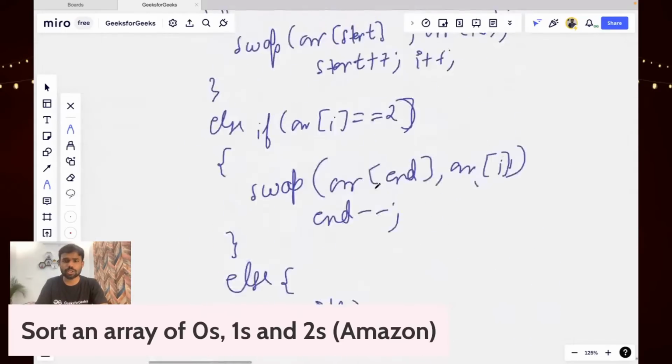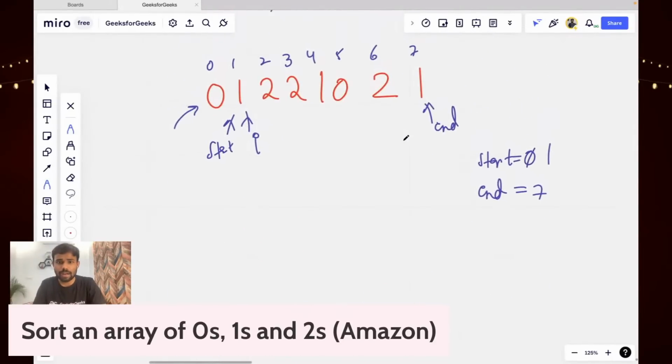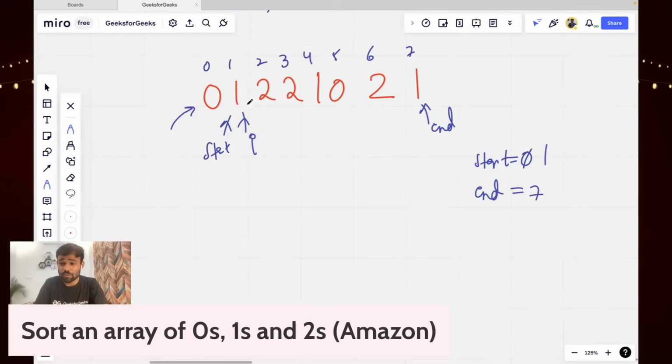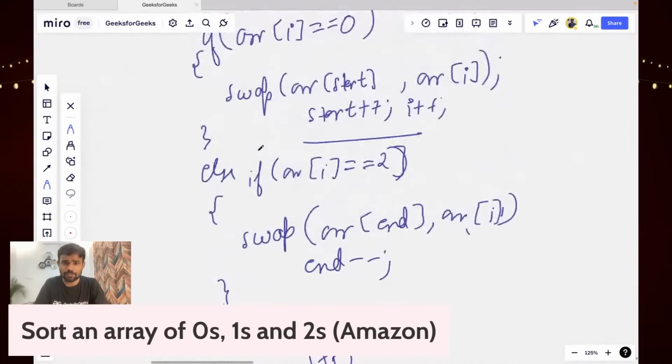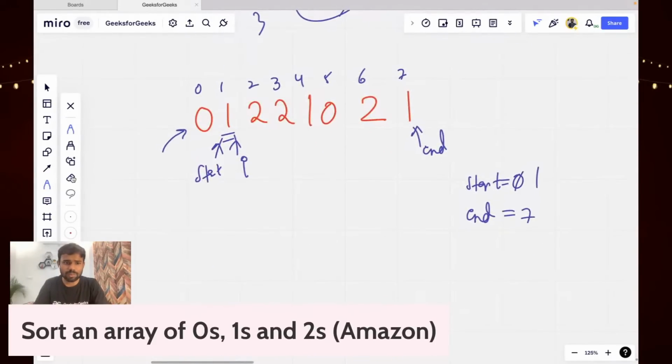You can also use switch case because here what we are doing, we are updating start and I both. After that, we will also have this. Now we have 1. So because we have this 1, when we are having 1, we are just incrementing I. So our I will be incremented. It will be at this particular position.